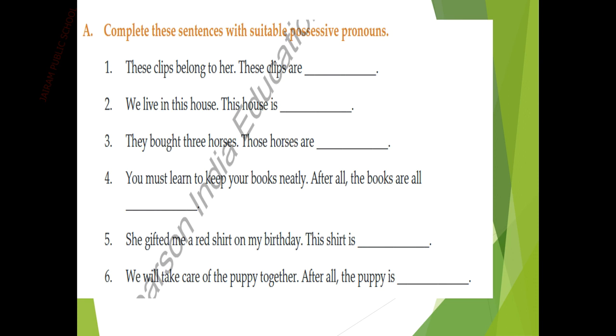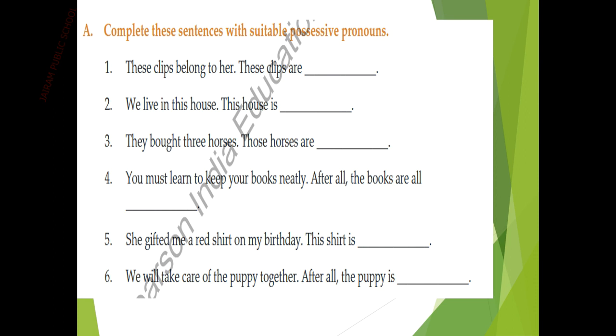3. They bought 3 horses. Those horses are dash. Here, those horses refers to they, which they have. They bought 3 horses. Those horses are theirs. They, theirs. 4. You must learn to keep your books neatly. After all, the books are all dash. Here, your books refers to you. You, yours.